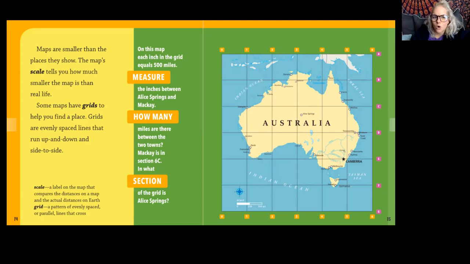So, the inches between Alice Spring. Oh, so it wants us to find the inches between Alice Spring and McKay. So McKay is right here. And Alice Spring is, where is it? Right here. So if we were trying to find the miles, remember that one jump to a line is 500. So it would be almost 500. So 500, and then another 500 would be 1,000. So it's about 1,000 miles.